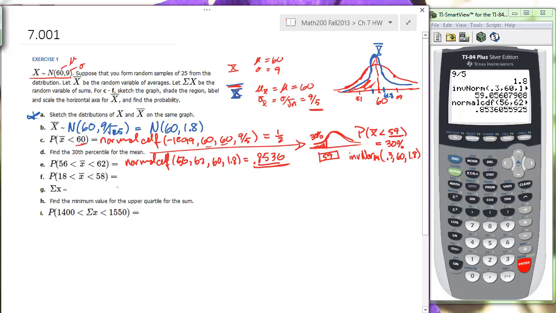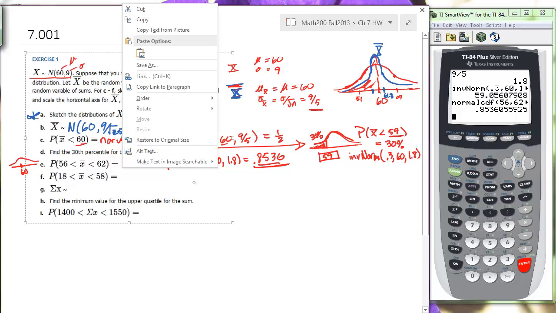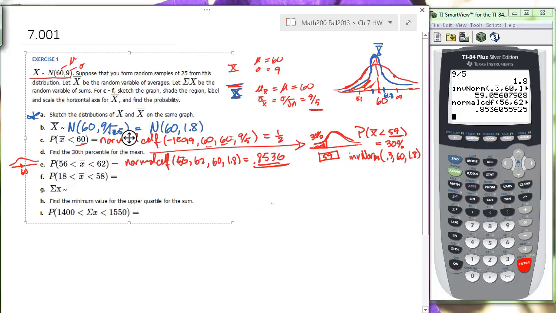Probability between 18 and 58. And so we didn't draw a graph for part E. We could do a quick little sketch over here. Our normal distribution has 60, 56, and 62. Whoops. 56, 62, and so we're shading in this area over here. It's tough to see that graph.